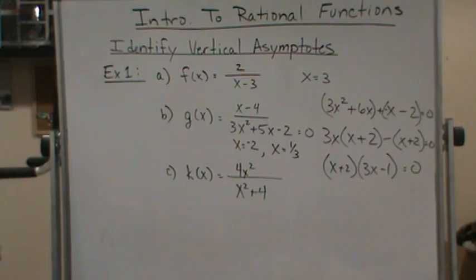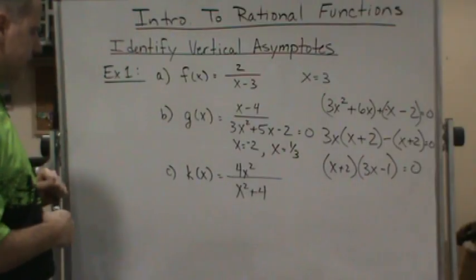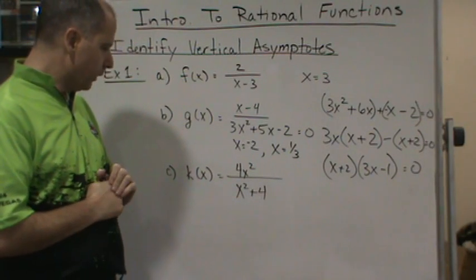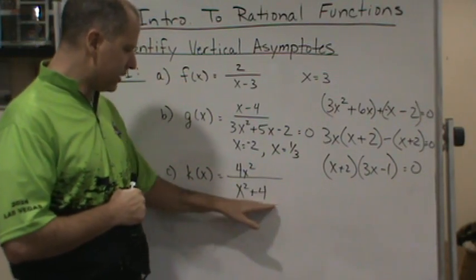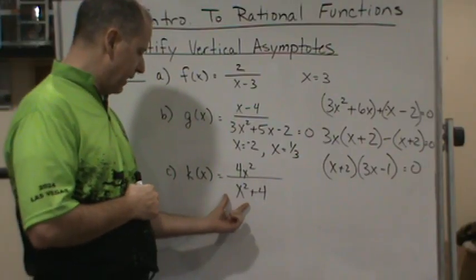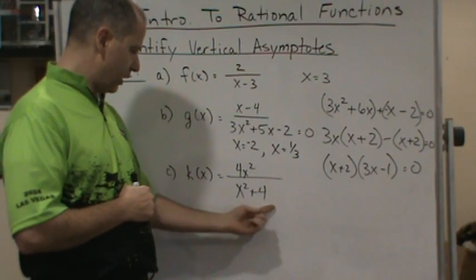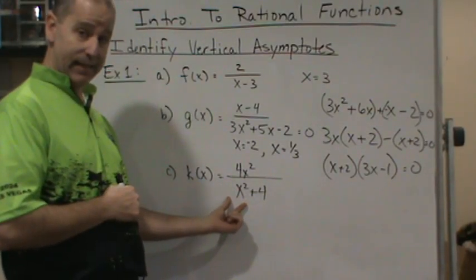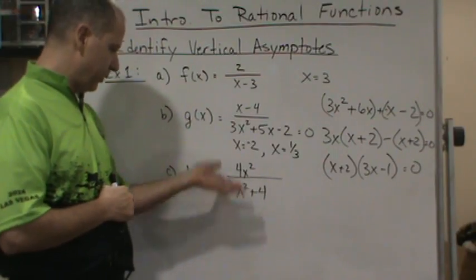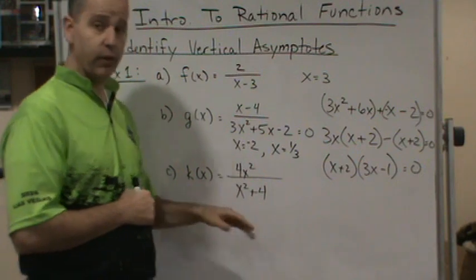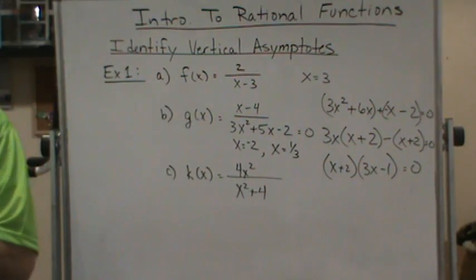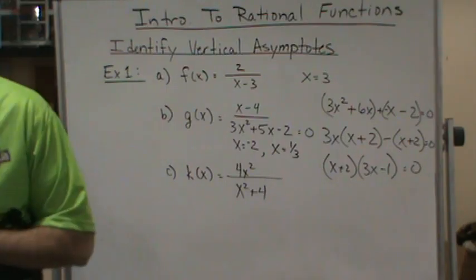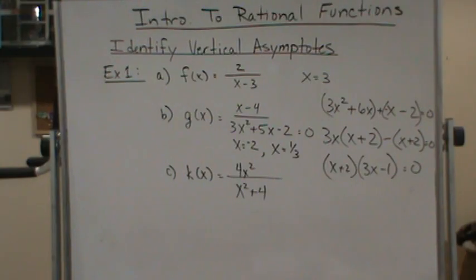All right, good. Now part C. If we look at the denominator, we have a sum of 2 squares. So in this case, there is no real solution to this. There's nothing that we could put into x that is going to make this thing 0, because anything we stick in for x will end up being positive. So therefore there is no real solution, and there is no vertical asymptote for the graph of k of x. And that's it. It's that easy. Practice.